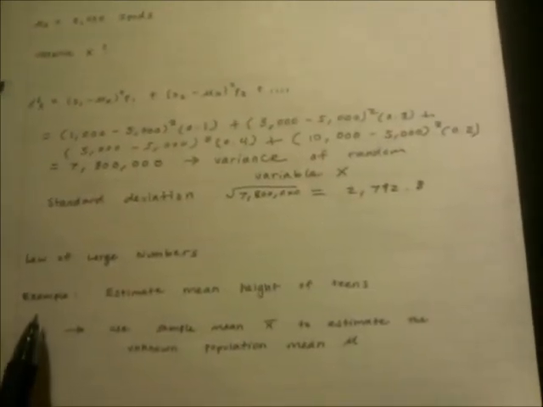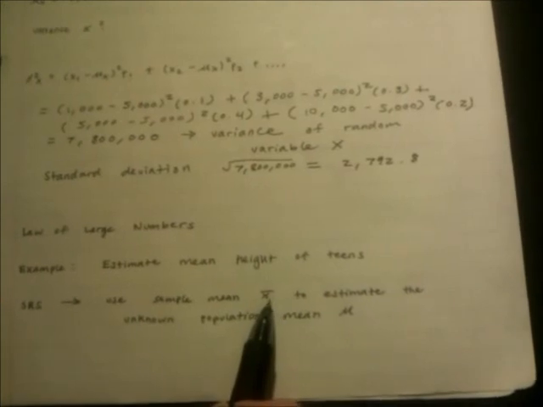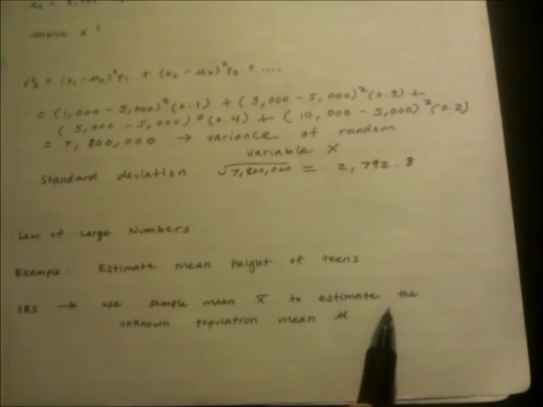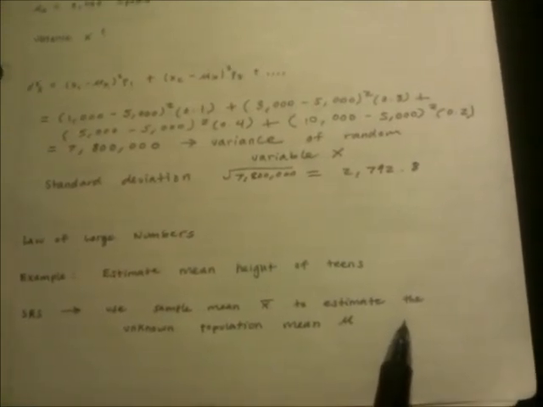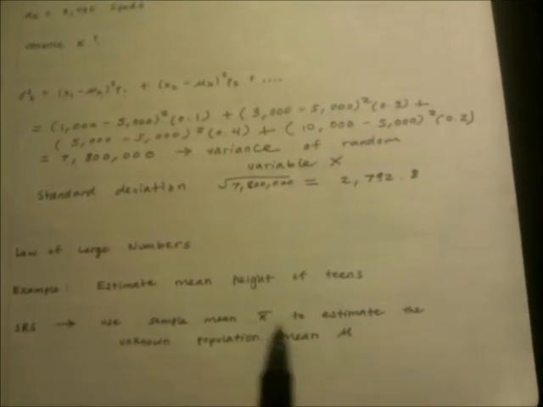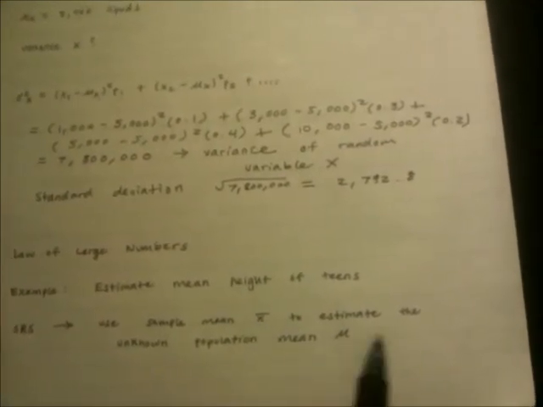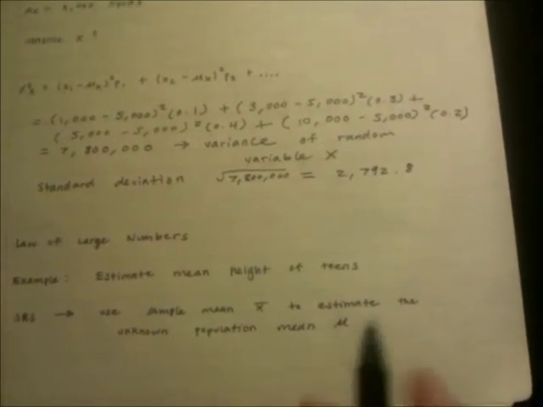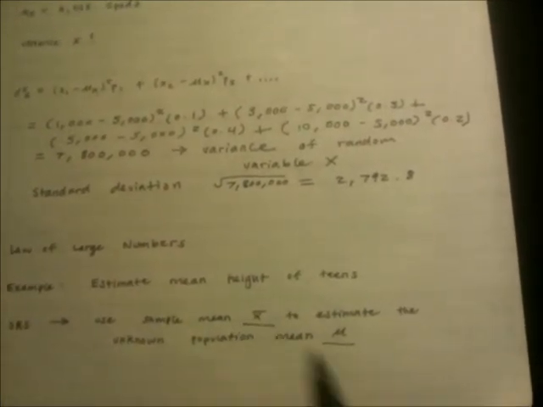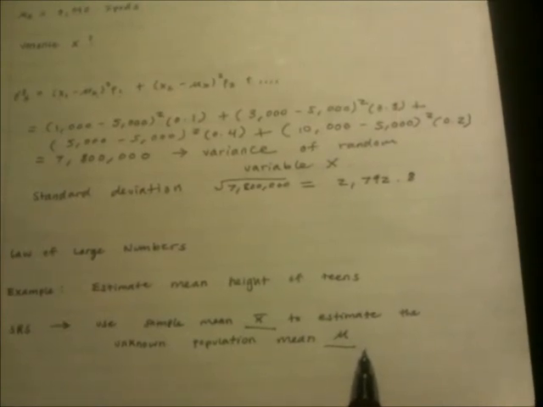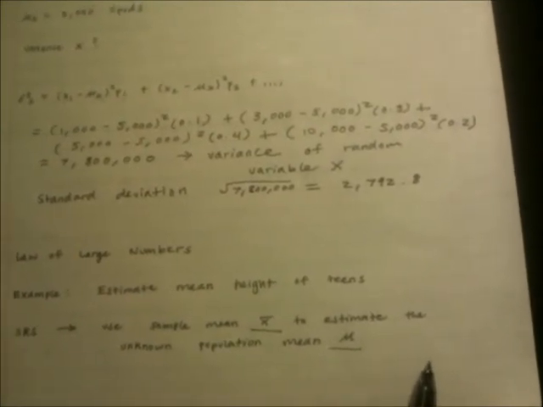Lastly, we have the law of large numbers. Let's say we were to estimate the mean height of teens. We would have to take an SRS and use the sample mean, x bar, to estimate the unknown population mean, mu. As the number of teens increases, the sample mean, x bar, will approach the population mean, mu. So eventually, we will estimate the mean height of all teens very accurately.